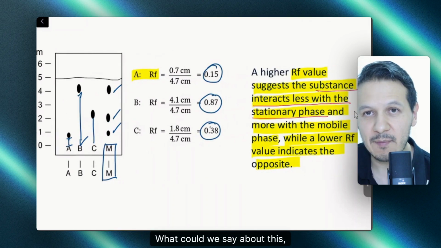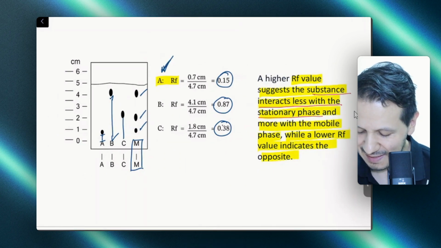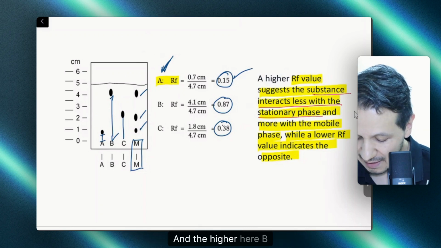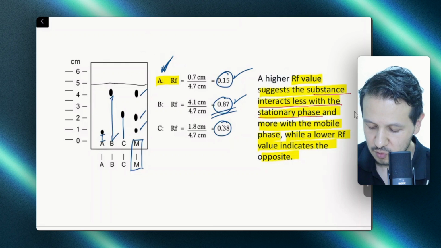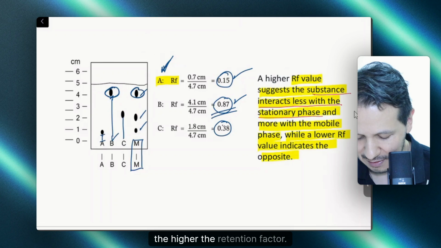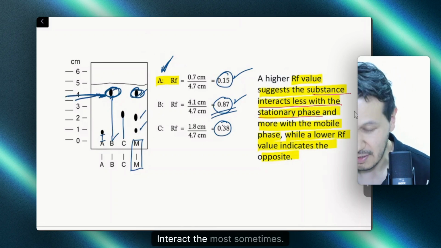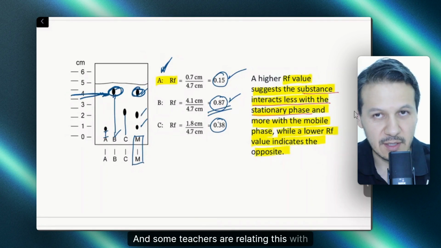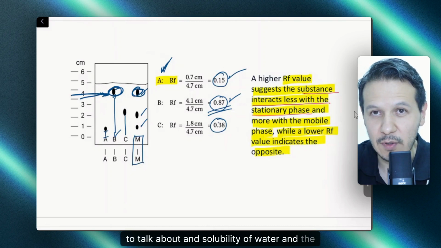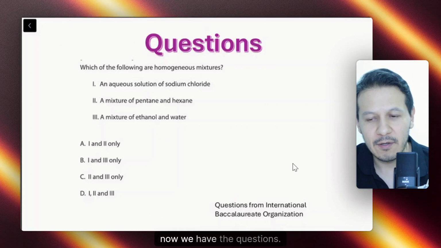What could we say about these results? We could say that A interacts less with the mobile phase and more with the stationary phase. The higher one, B, is the one that interacts more with the mobile phase, which is water. The higher the retention factor, the more it interacts with the water. Sometimes some teachers relate this with solubility, but we could say that this is a mistake, to talk about solubility of water and the Big Bang at the same time. This is our chromatography.